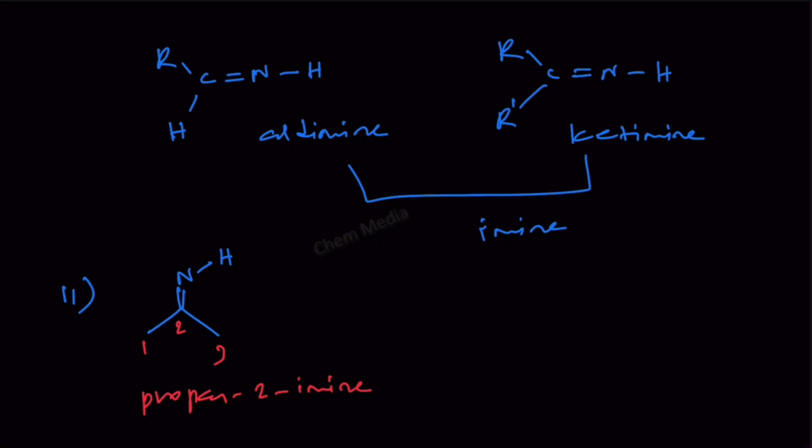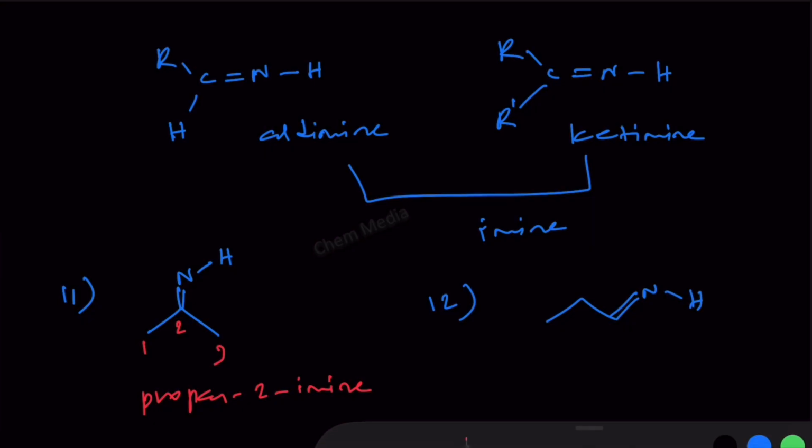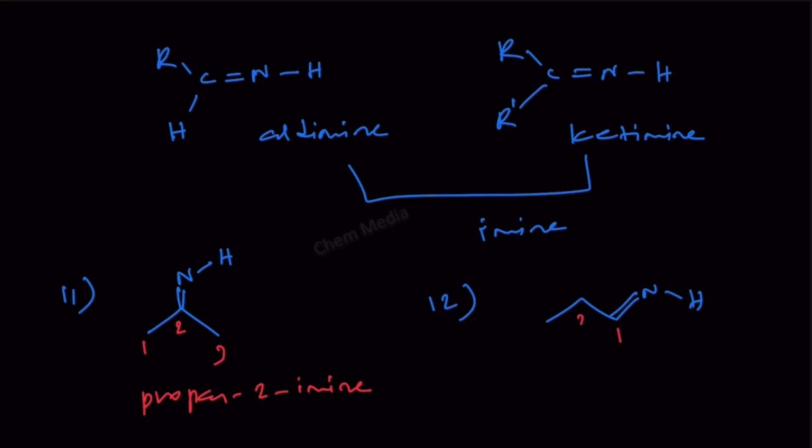And then number 12, we can write propane 1 imine, and that is 1, 2, 3, and then put a carbon nitrogen double bond and then hydrogen. So the numbering has to be done from here, 1, 2, 3. So this is propane 1 imine. The difference between propane 1 imine and propane 2 imine is that the carbon atom here has a hydrogen, whereas this carbon atom has no hydrogens. It is connected to 2 carbons. So that's why propane 2 imine is a ketimine, whereas propane 1 imine is an aldimine.